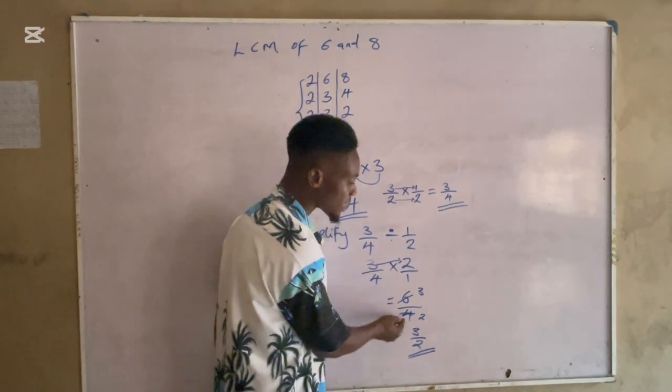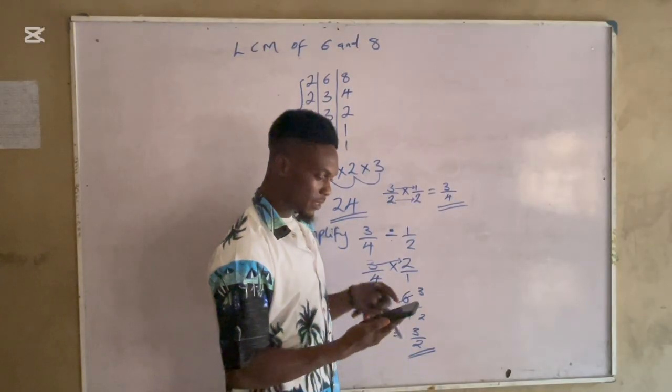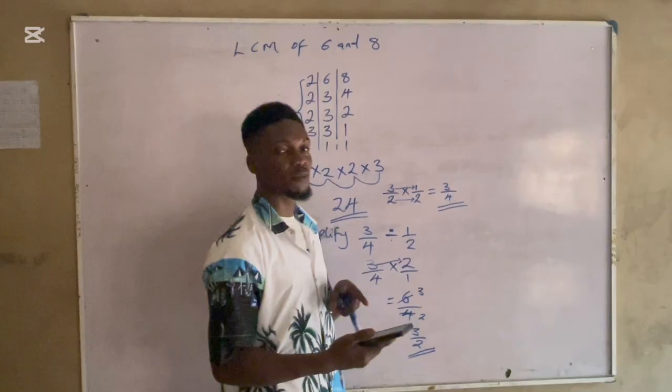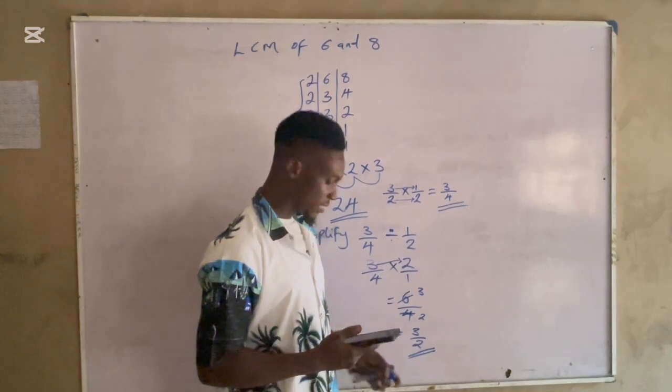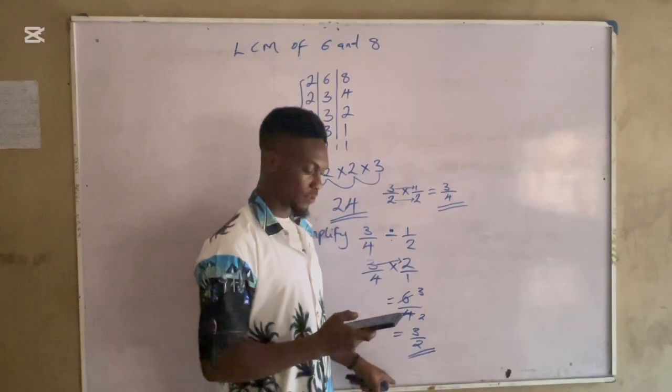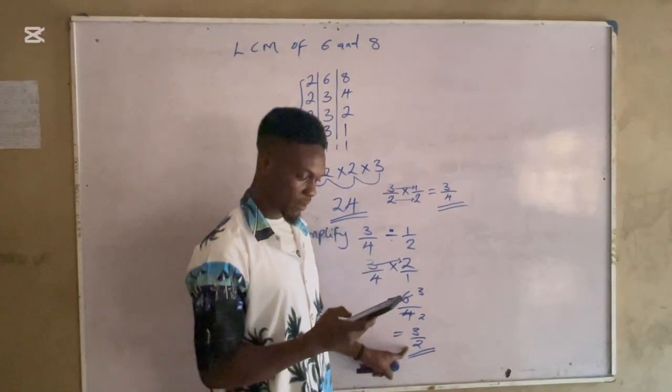So if you stop at 6/4 and pick option B, 6/4 is in option B, but if you pick it, you have failed. The correct answer is 3/2, which is the simplest form. So at this point now we have simplified.